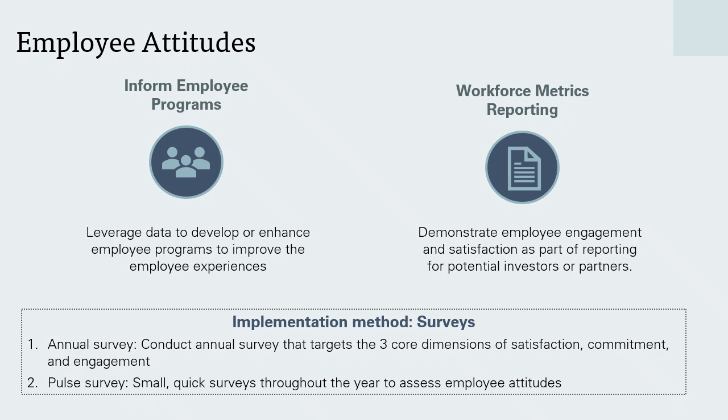The primary implementation method for employee attitudes is surveys. There are two types of surveys that we can use in order to measure employee attitudes. The first is an annual survey that will target the 3 core dimensions I mentioned of employee attitudes, which include satisfaction, commitment, and engagement. A pulse survey is a small survey that you can do more often throughout the year that will quickly assess employee attitudes.